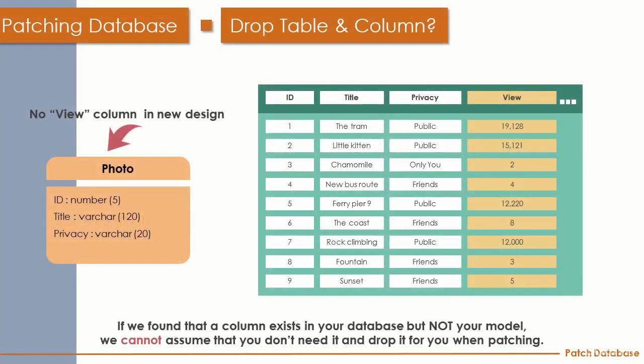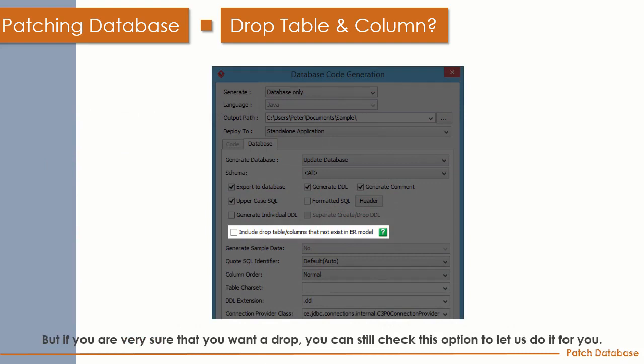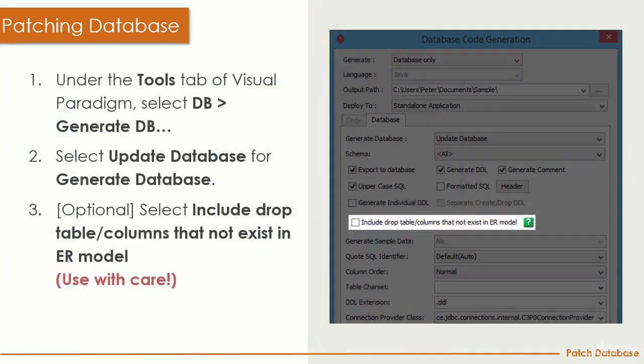Then how would it happen? When we analyze the database and your design, if we find that there is a column in your database, like the view column, but it doesn't show up in the entity in your ERD, we cannot, as Visual Paradigm, assume that you don't need this column. Maybe you manually went to the database to create a column for fixing some urgent issue. So we will not delete it. But if you are really sure you don't need the column, you can tick this checkbox and then we will help you to delete this column. So that's why we leave this option unchecked as the default. And you need to be very careful before you really check it.